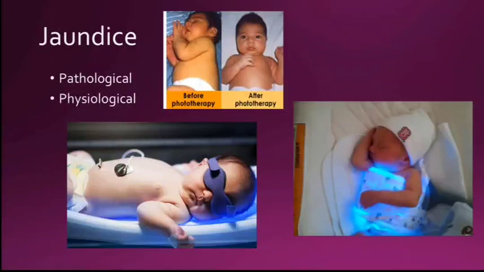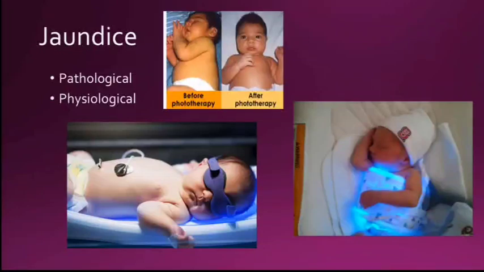So we want to increase breastfeeding, which will help if they're breastfeeding. We can place them under UV light, so that could be sunlight. If it's a minor case, it may be to sit your baby in the car seat in front of the window and allow them to get some UV light from that area. However, if it is more severe, or we don't have access to that, or it's not safe to do that, then we can do Billy lights.